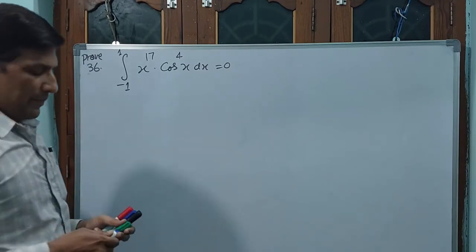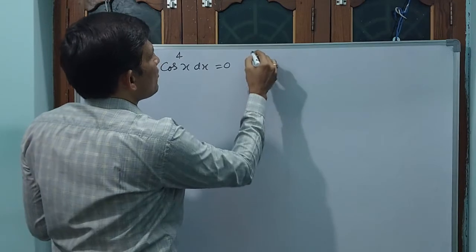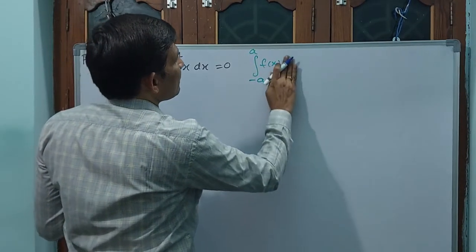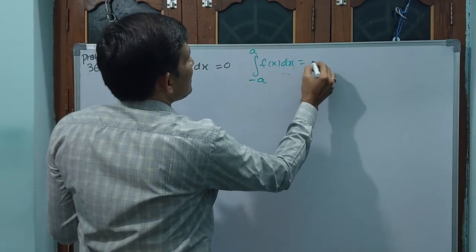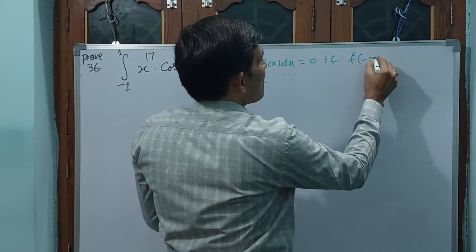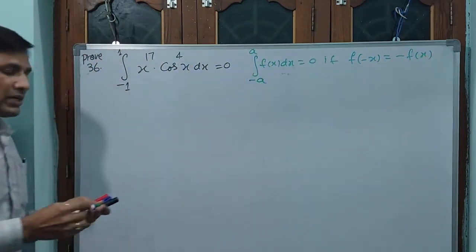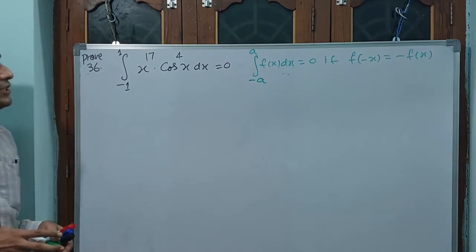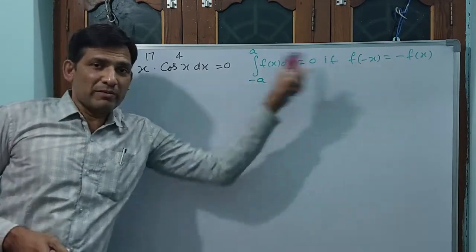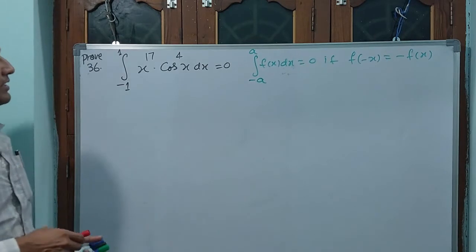We have got one formula. What is that formula? I am writing once again here. Integral from minus a to plus a of f of x dx is equal to 0 if f of minus x is equal to minus f of x. Why? Because if you want to prove 0, f of minus x should become minus f of x. Then we can prove. That is a simple way of doing this question.